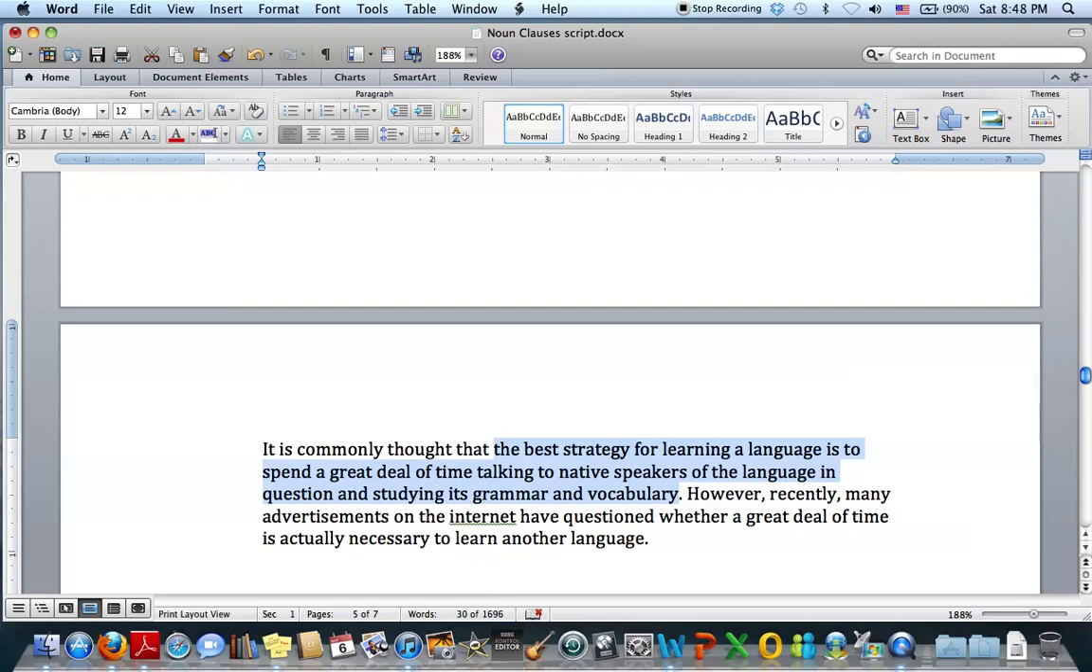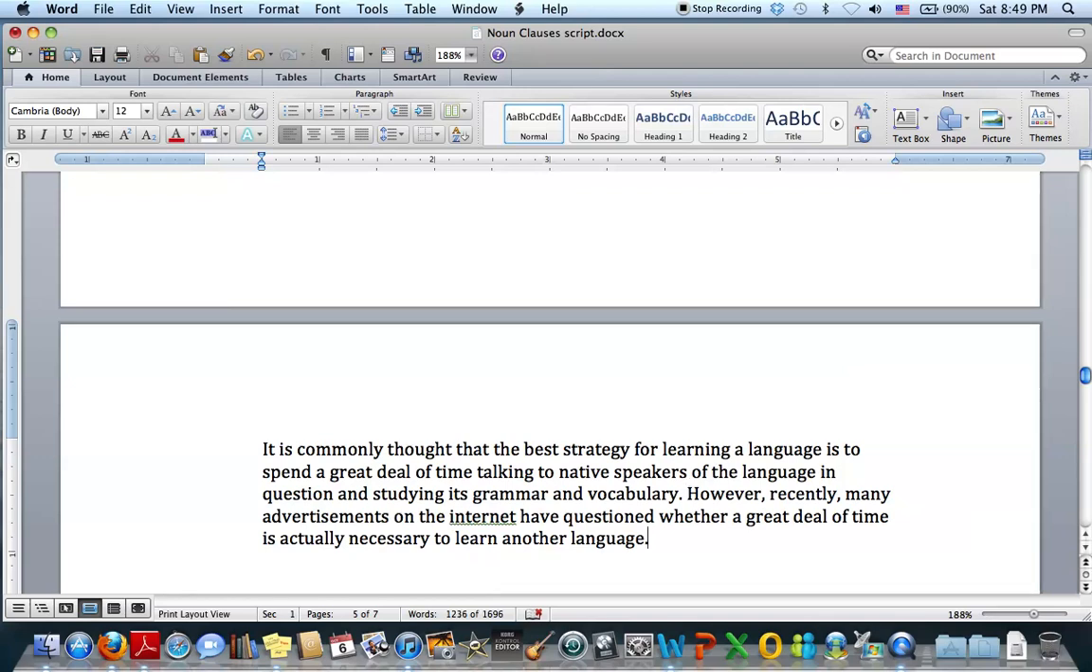All right, now our very next sentence. We start with, however, recently, many advertisements on the internet, all right, there's our subject, many advertisements on the internet, have questioned whether a great deal of time is actually necessary to learn another language. All right, so we have this question, just like we looked at before, and then we get our whether. And this whole idea of a great deal of time is actually necessary to learn another language.